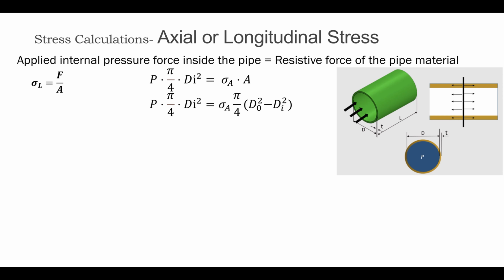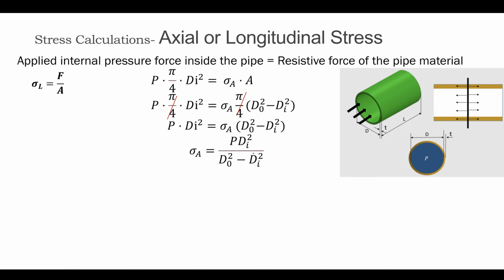So we get P into pi by 4 di square is equal to sigma A pi by 4 into dO square minus di square. From here we can simply cancel the pi by 4 from each side of the equation. Then P into di square is equal to sigma A into dO square minus di square. To calculate sigma A, which is the axial stress or longitudinal stress, sigma A is equal to P di square over dO square minus di square.